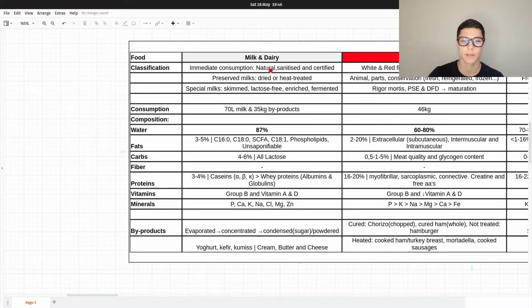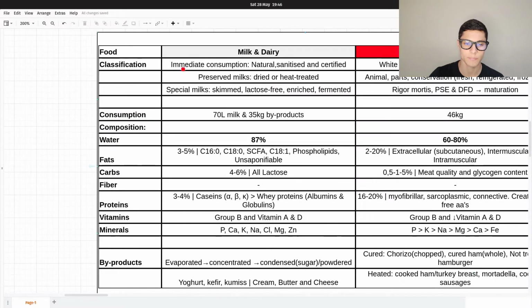So let's start with milk and dairy. Classification. For immediate consumption, we have natural, sanitized, and certified milk. As preserved milks, we have dried or heat treated. And in special milks, we have the skimmed, the lactose-free, the enriched, and the fermented one. Consumption of milk and dairy, 70 liters of milk and 35 kilograms of byproducts of cheese. These values are for a person in a year.